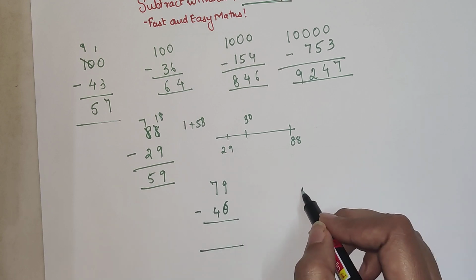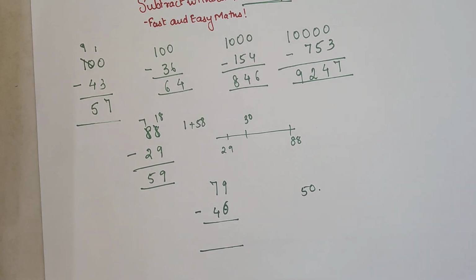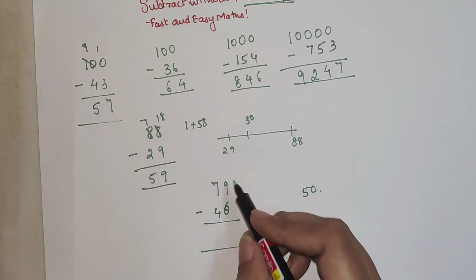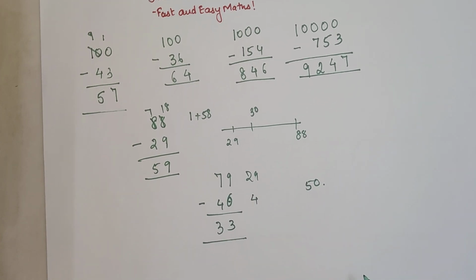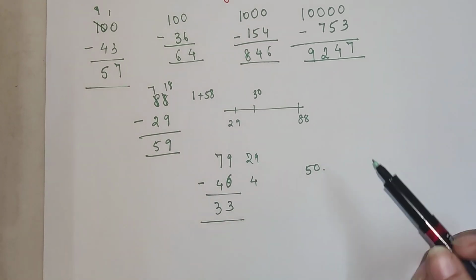Again, now I'll take the middle number as 50. If I'm taking the middle number as 50, so we have what? 4. And here this is what? 29. So 29 plus 4, the answer is 33. You can literally see how easily you are able to do this.